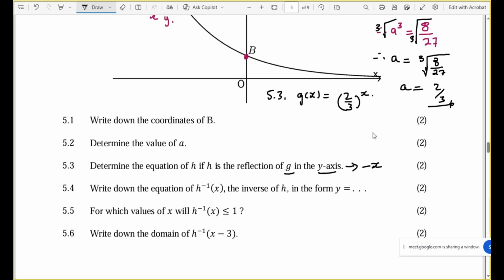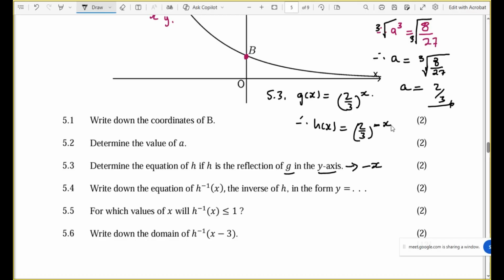So the reflection, where there's x, you just have to put what? Negative. So what will be the reflection? So g at x, oh, they said h. So h at x will be, where there's x, we need to substitute minus. So h at x, which is the reflection of g in the y-axis, will be 2 over 3 to the power minus x. Are you all happy about that? Yes, sir.